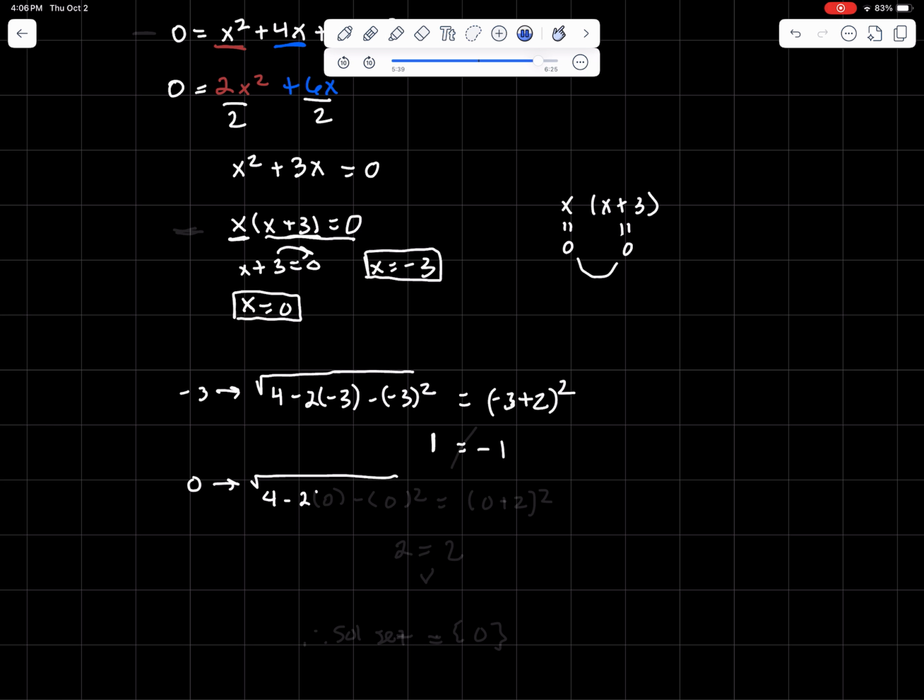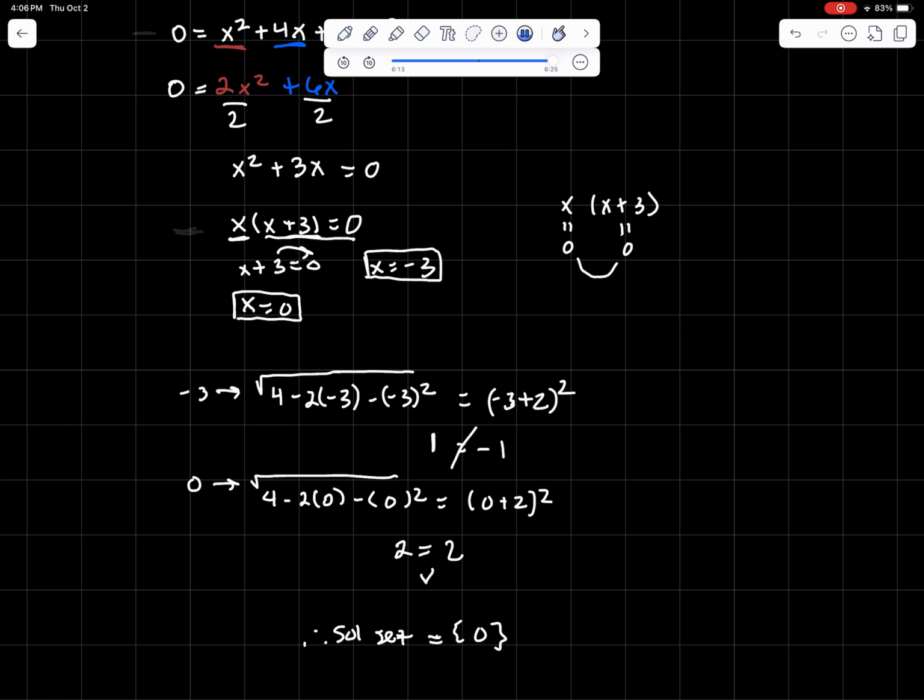4 minus 2 times 0, minus 0 squared. And what we're going to find is, in the end, when we do the math on both sides, we're going to get 2 equals 2, which means we have a solution. That means the only one that is a solution is 0. So the solution set equals 0.